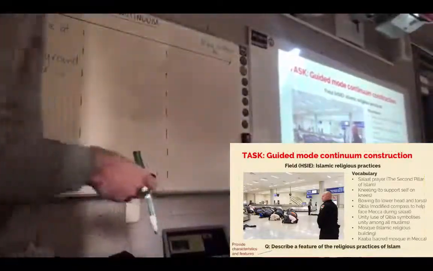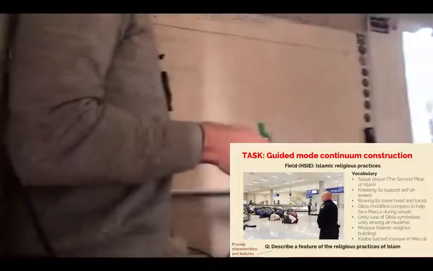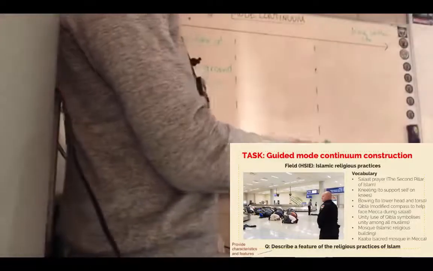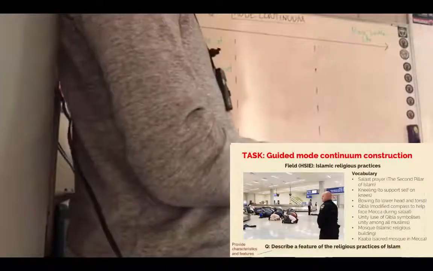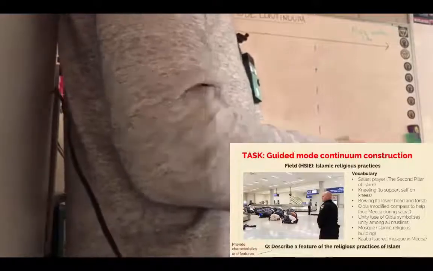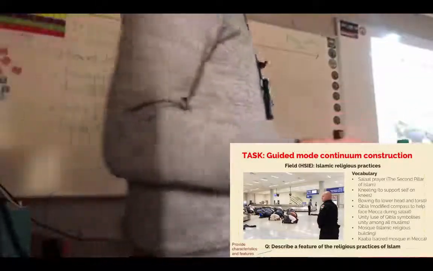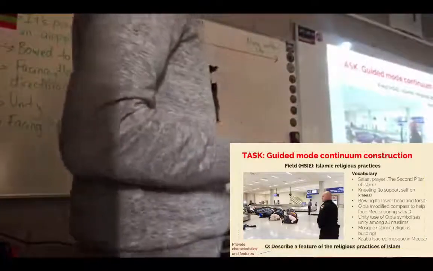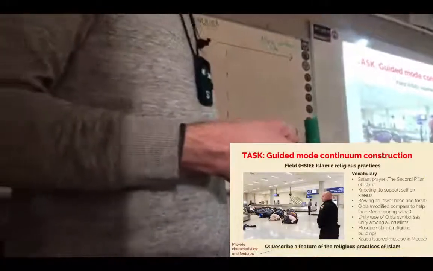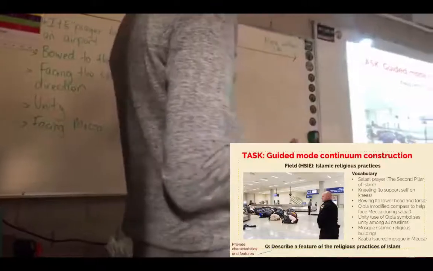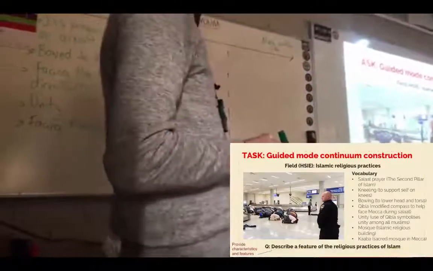We've got some understanding here, but if we were to give a focused question, describe a feature of the religious practices of Islam, we're just asking for characteristics and features, which is what describing is. Can we now integrate some of this vocabulary to maybe produce an answer to this question? Anyone?